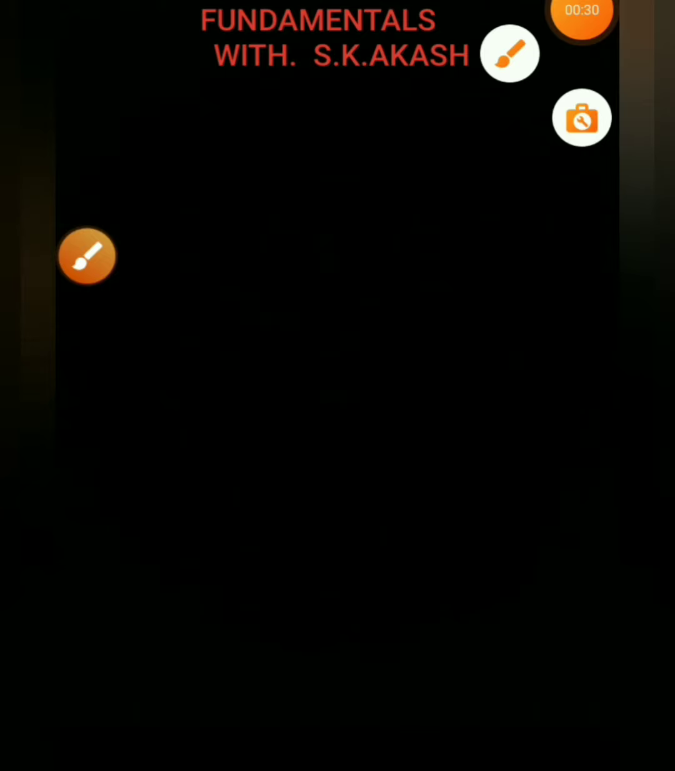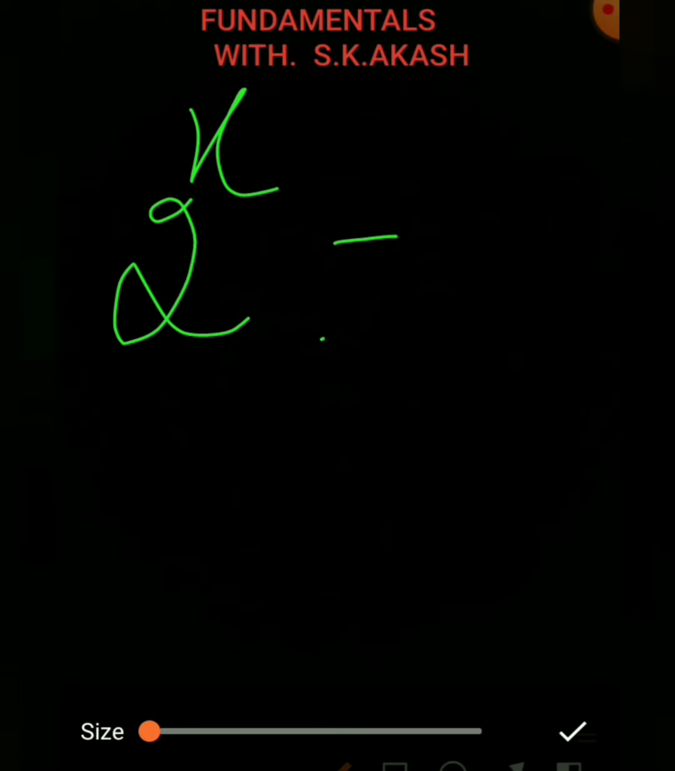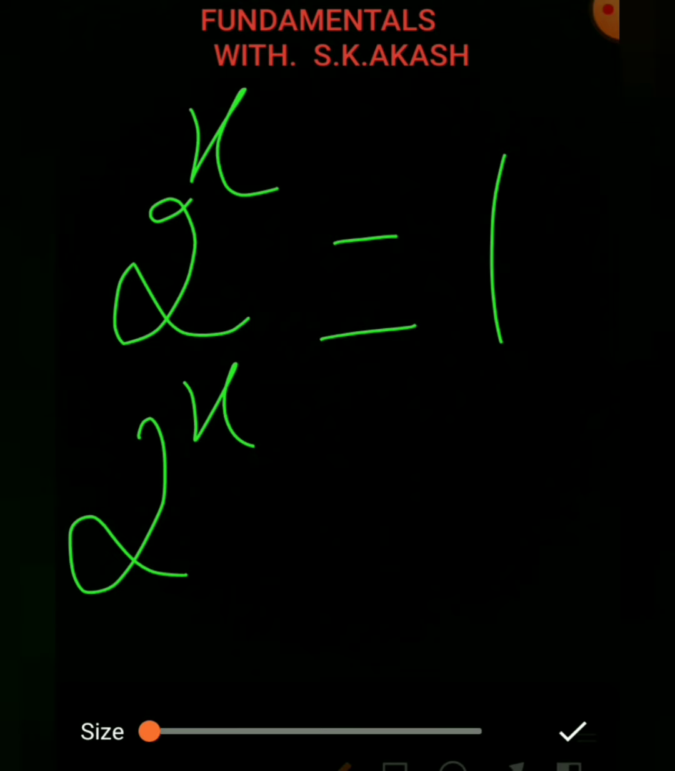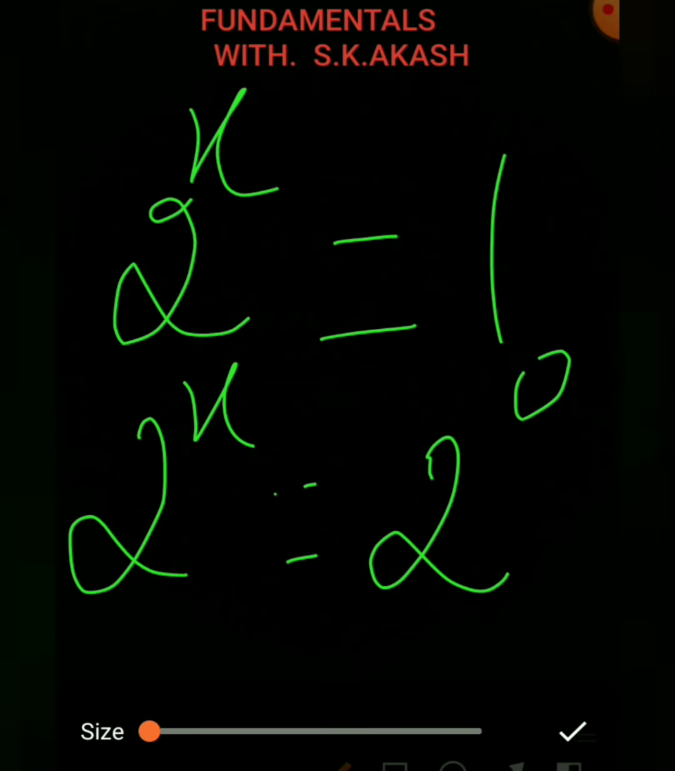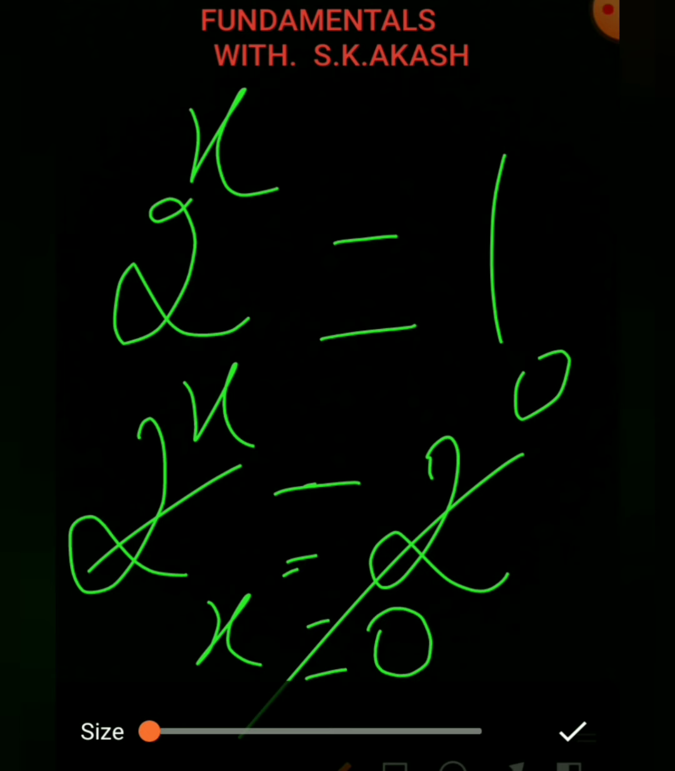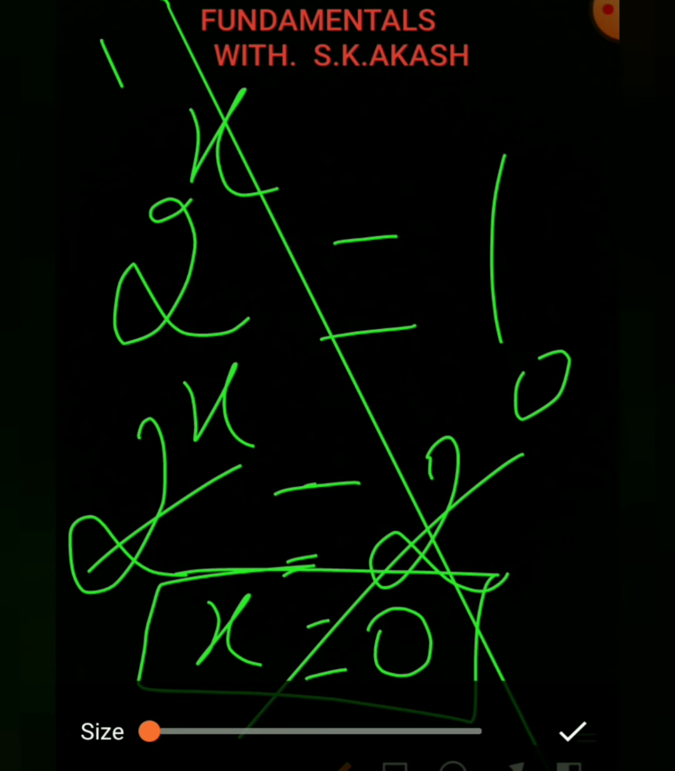So next example here, 2 to the power x equals 1. Here we can write 1 as 2 to the power 0, because we know that any number to the power 0 equals 1. So 2 to the power x equals 2 to the power 0, the 2s get cancelled, and x equals 0. So this equation has one solution.